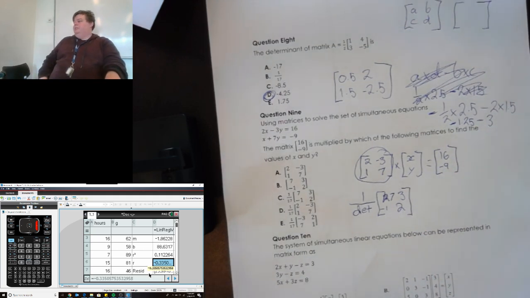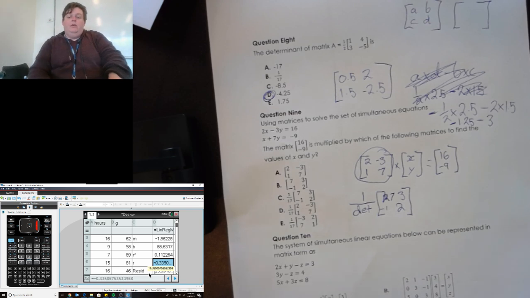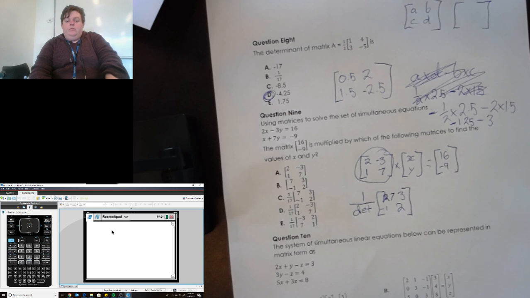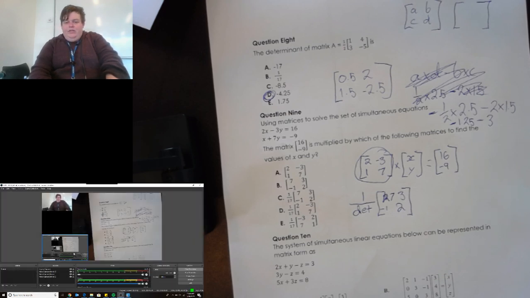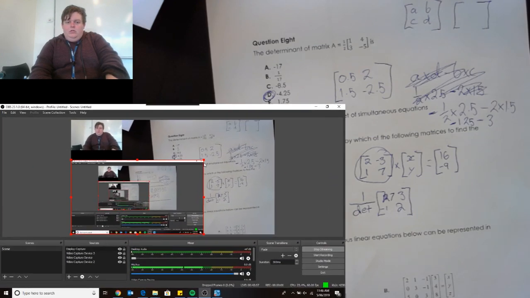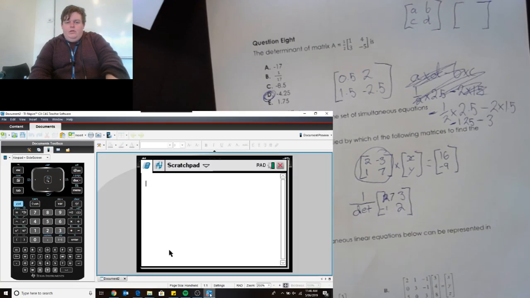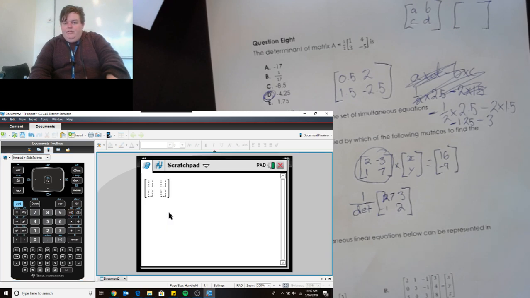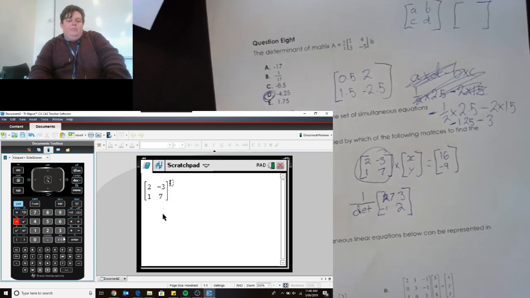Alright, I'll do this on the CAS because it'll be a little bit quicker. There's a button here under the delete key. Maybe I'll make it a little bit bigger for this. You select that and you can pick your matrix size. So I'm just going to have a 2 by 2. And we have 2, negative 3, 1 and 7. And to find the inverse, we just raise that to the power of negative 1.